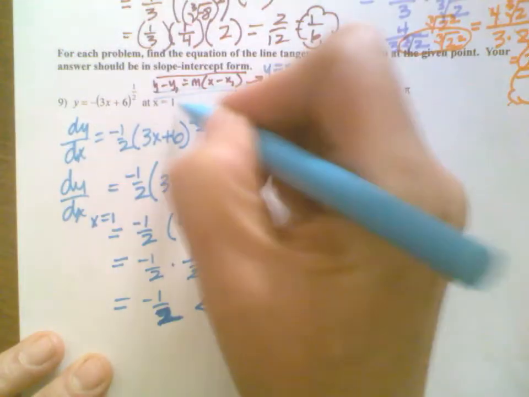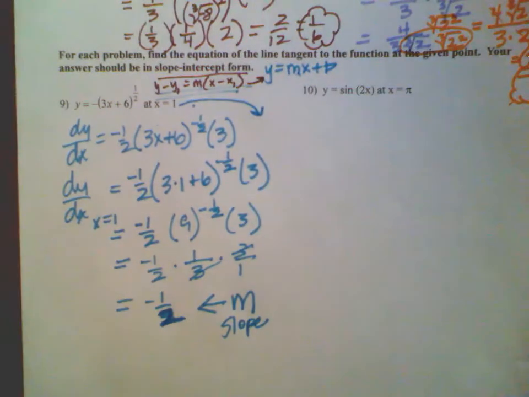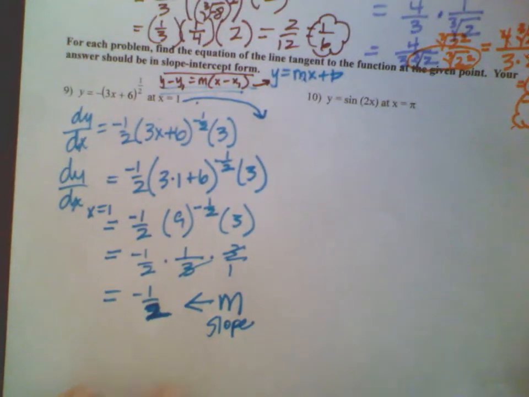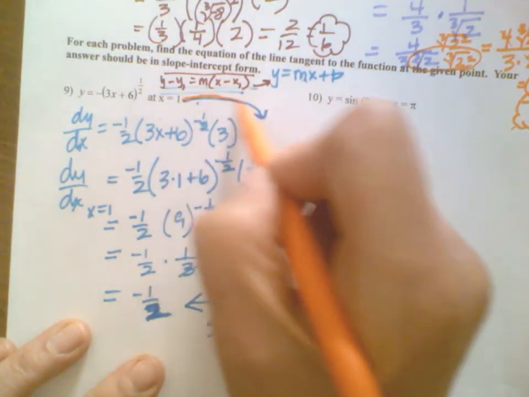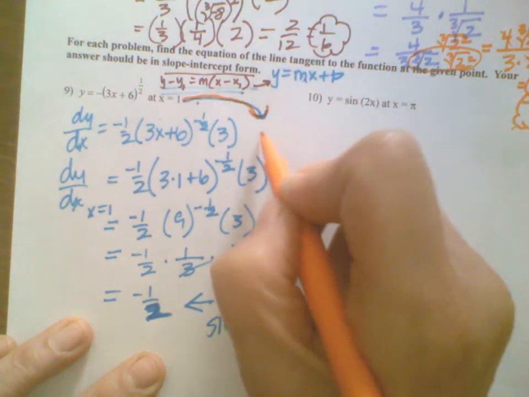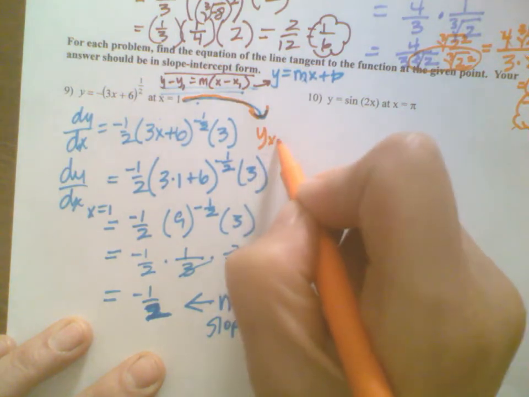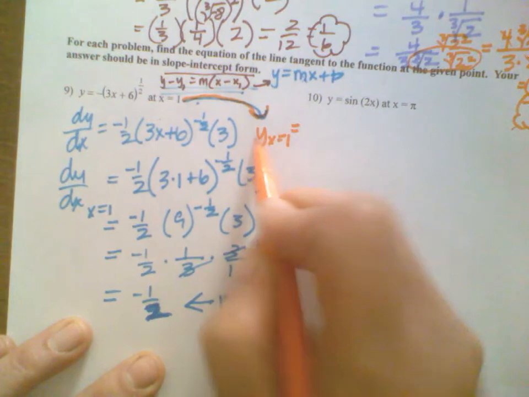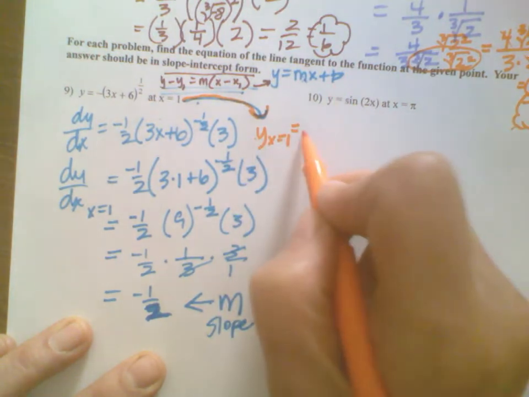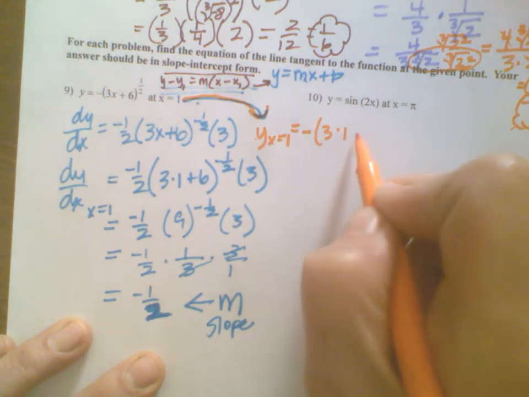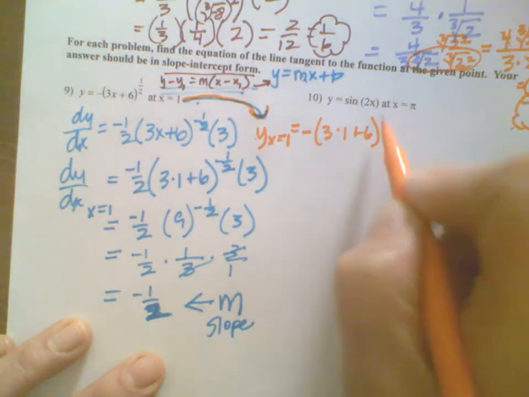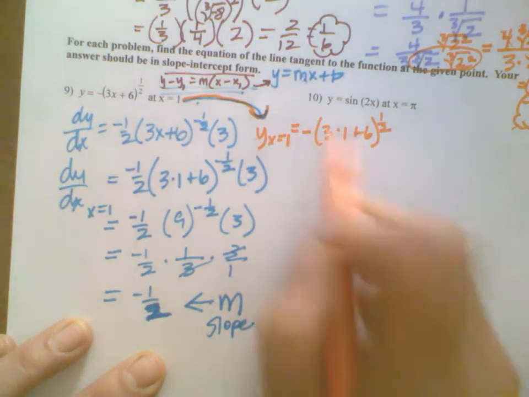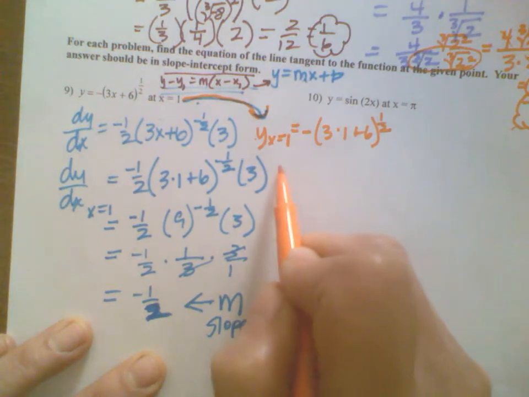So I'm going to take this thing here and I'm going to evaluate that. I'm going to do that in a different color so it stands out a little bit better. So I'm going to evaluate this. So I'm finding the value of y when x is 1. The value of y when x is 1, so that's the opposite of 3 times 1 plus 6 raised to the 1/2 power. I'm encroaching on this next problem space.